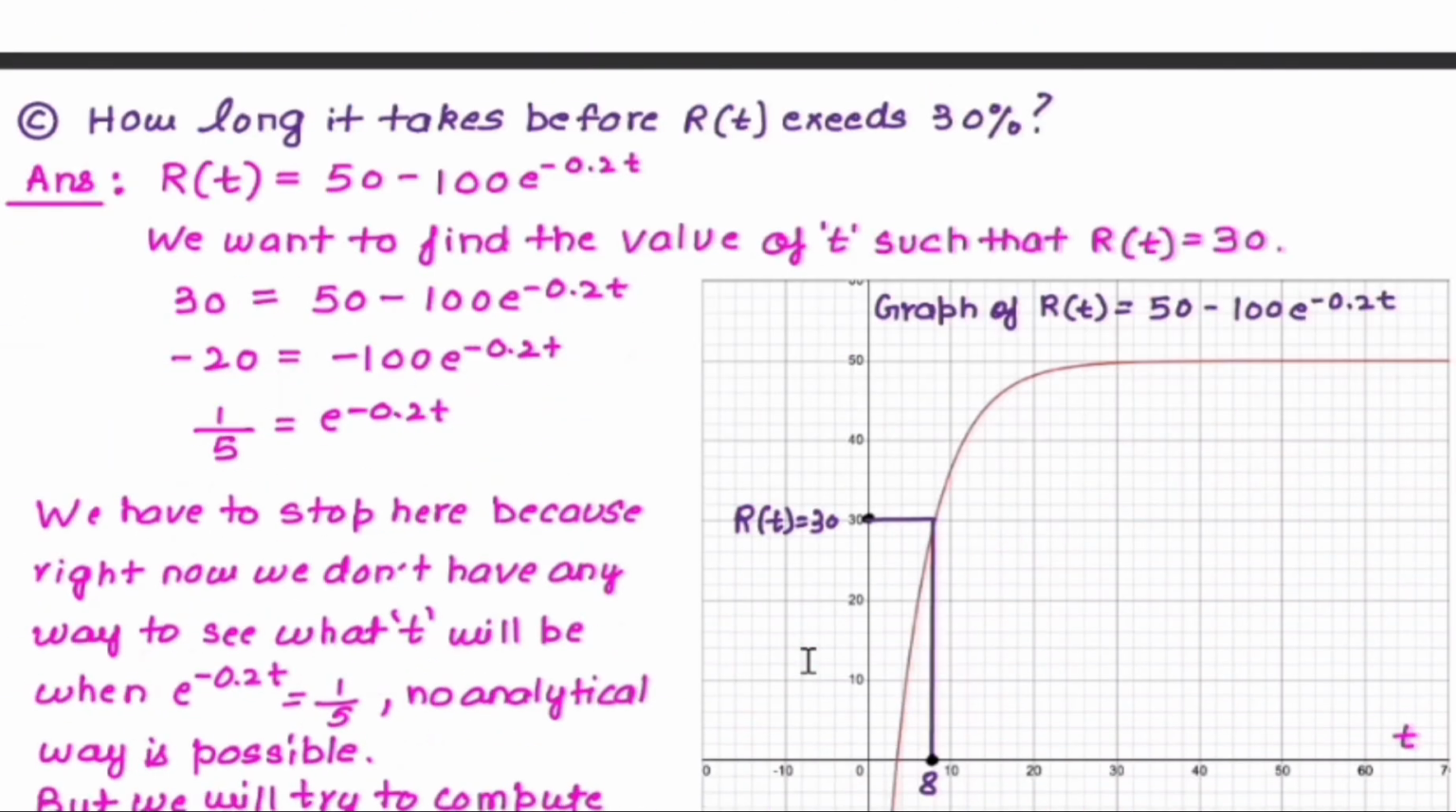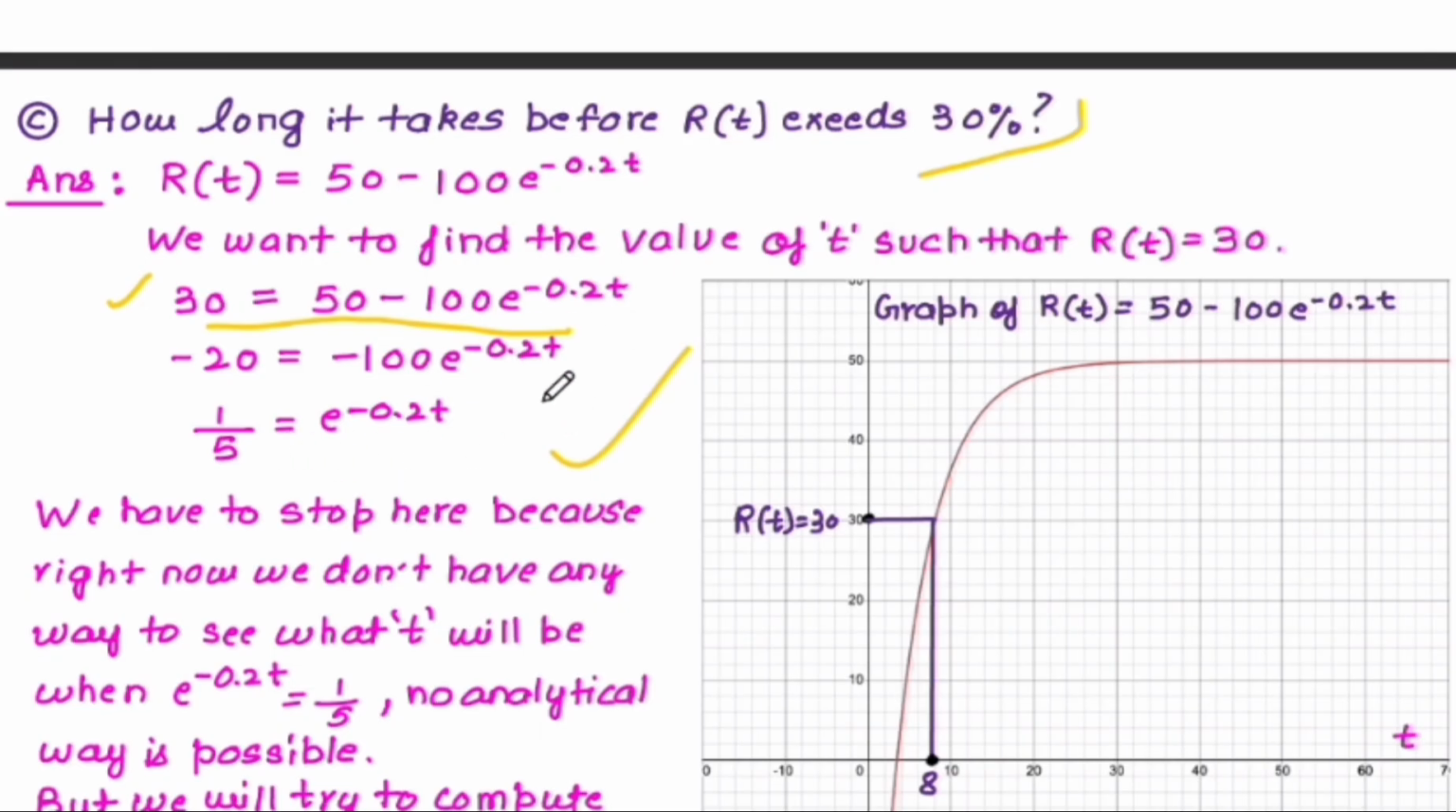Next, what is the third question? How long does it take before R(t) exceeds 30? Okay, that means you are given R(t), you're given the percentage of people, now you need to find the time. Just simply put 30 in the place of R(t) in the equation and solve it, you'll get the time.